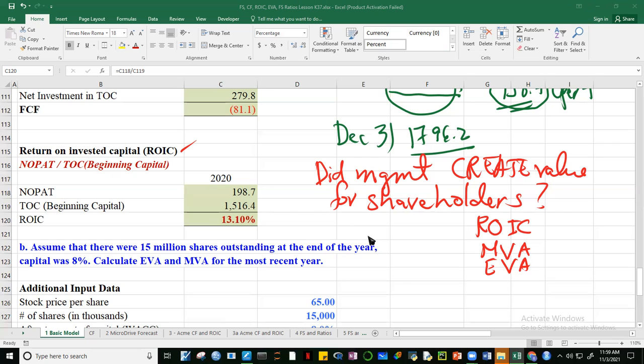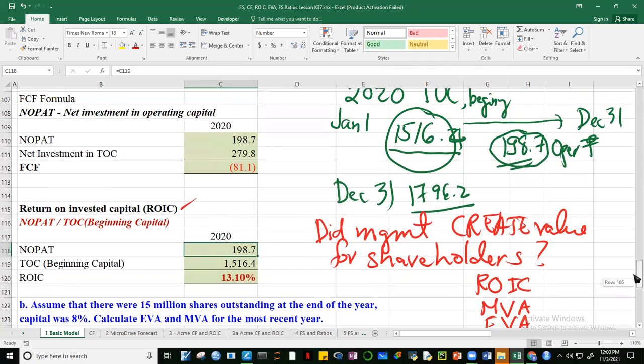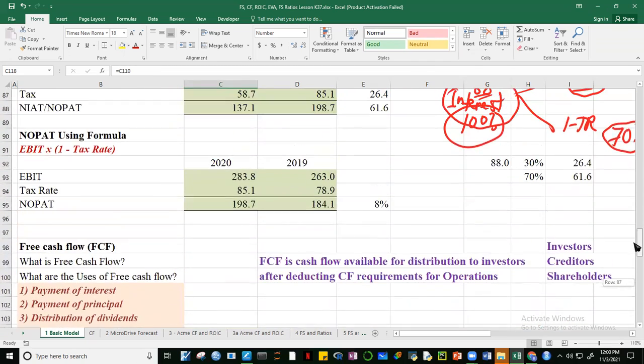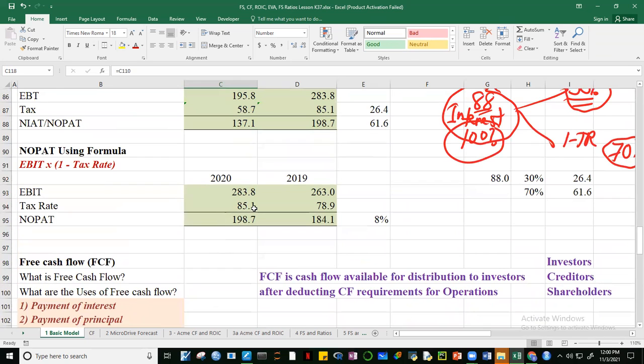But let's see. How do we compute for the ROIC? It's NOPAT divided by TOC beginning. TOC, guys, total operating capital, is your NOWC plus your net PPE. Unless the company has negative assets, this cannot be negative. Operating capital will always be positive. How about NOPAT? Can NOPAT be negative? Take a look at our computation, guys, for NOPAT. Is it possible for NOPAT to be negative?